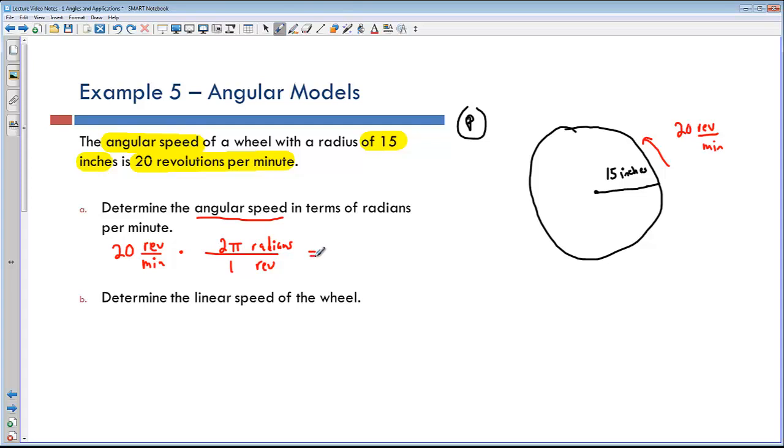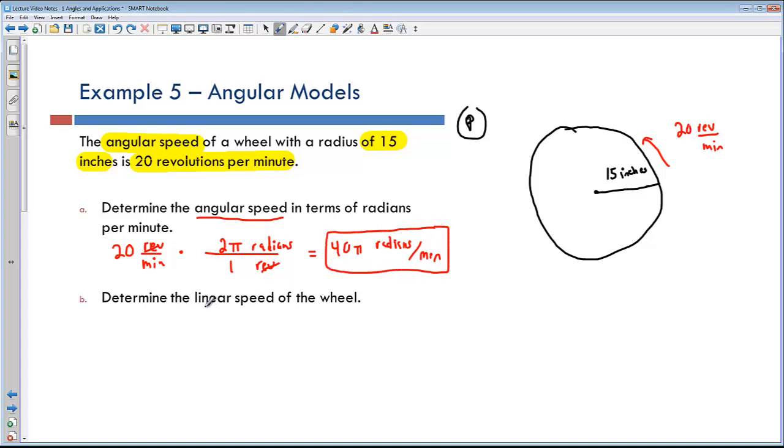And so then we see here, if you multiply 20 by 2 pi, you get 40 pi. The revolutions are going to cancel, and then you have radians on top. And on the bottom, you have minutes left over. So you get 40 pi radians per minute. And so that's the angular speed in terms of radians per minute.